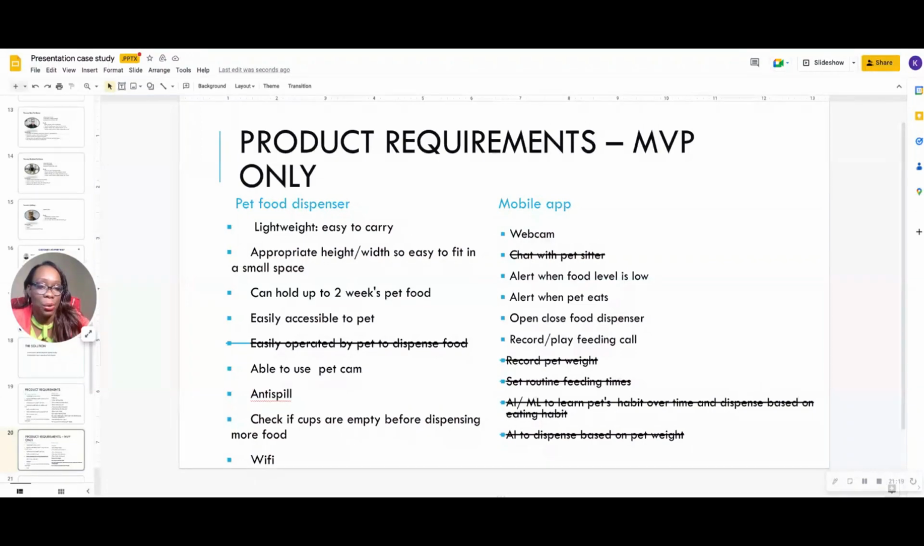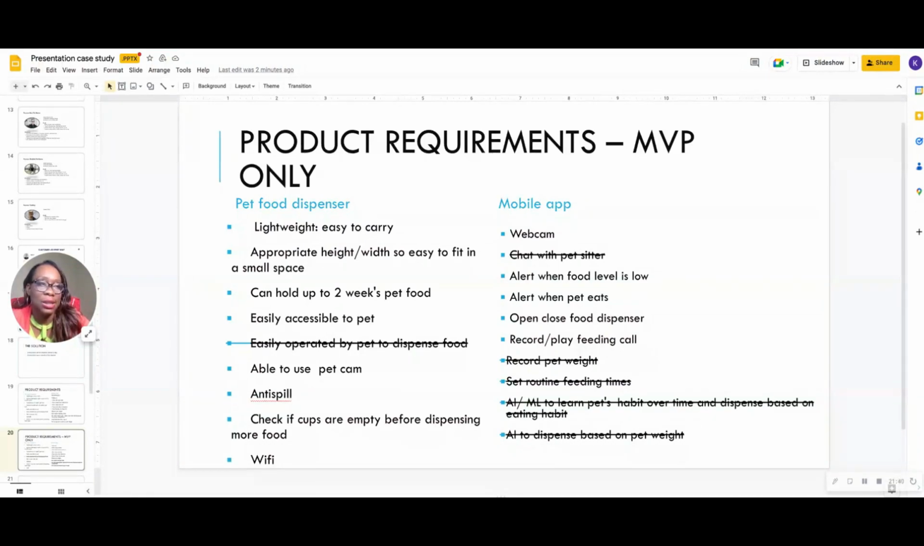Alert when the food level is low. I think that's an important feature for a pet food dispenser. Alert when the pet eats. That's an important feature. We should do MVP. Open, close food dispenser, also an important feature. So the app can open and close it. So if you're away, you can open it and let the dog have some food without having to physically be there. Recorder, play feeding call.